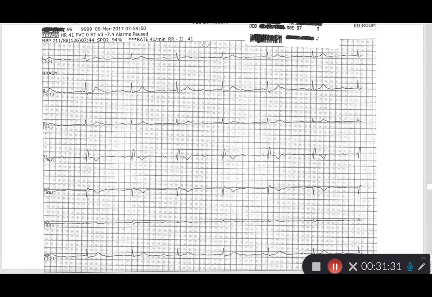All right, looks like we're going to be moving into heart blocks now. Excuse me.